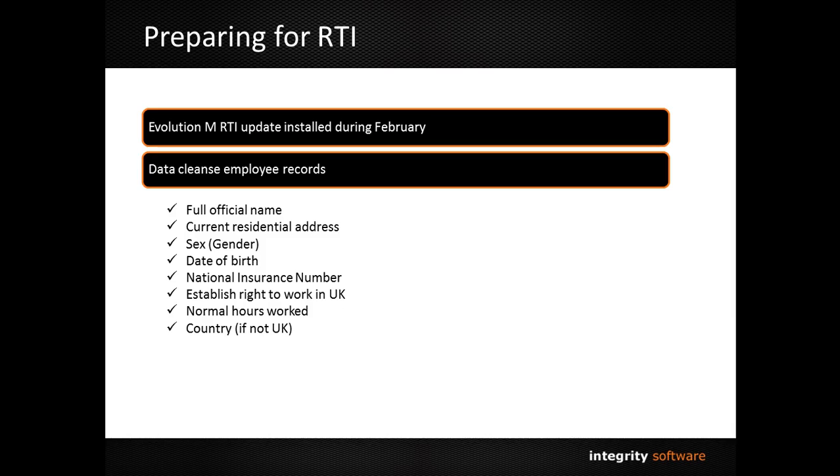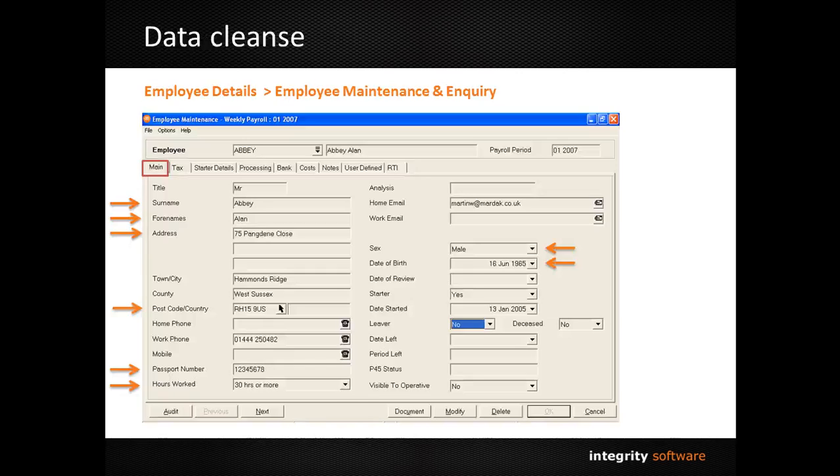So in terms of where those fields will appear within EvolutionM, here within employee details, employee maintenance, on the main tab, you can see we have individual fields pretty much as they are currently, although now more important than ever to validate that they are containing the right information. So we've got surname, forename, address. Nestling next to the postcode, just to the right, there's a blank field which will be used to store the country in a situation where, as we said before, that's not the UK.